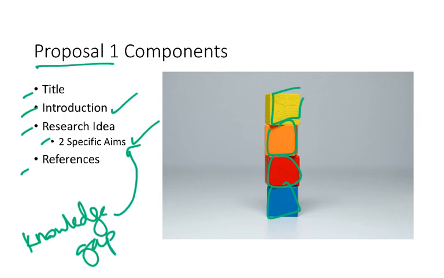So at this point in the semester, really we've covered every different part, the more difficult parts. So title and references, I'll provide some tips on Canvas, but I trust that overall you're pretty familiar with how to do those components. But we've covered the introduction, the research idea and aims, and so you really have all the skills that you need now to write that draft of your first proposal.